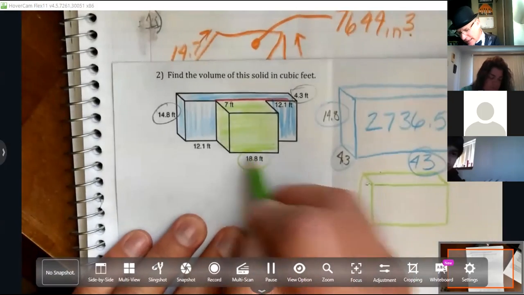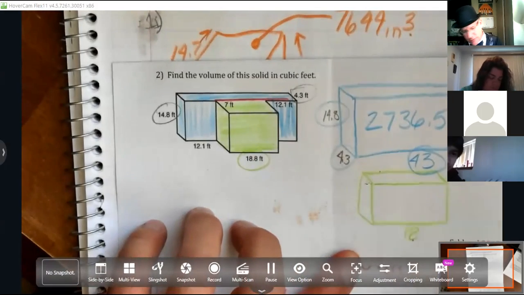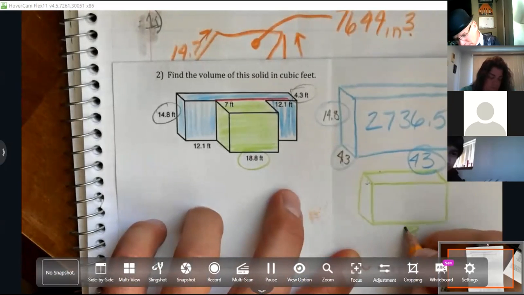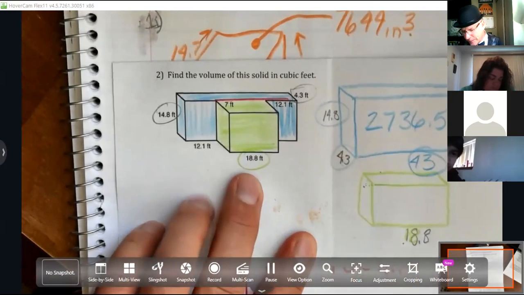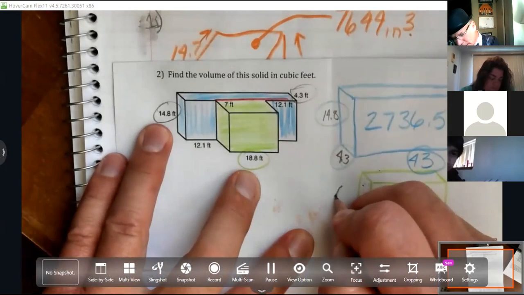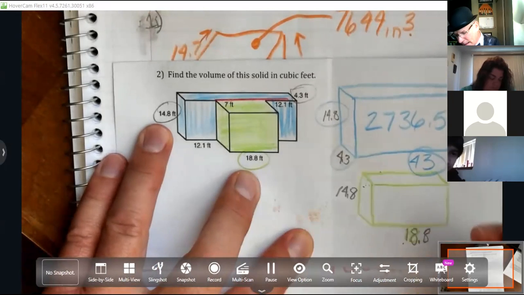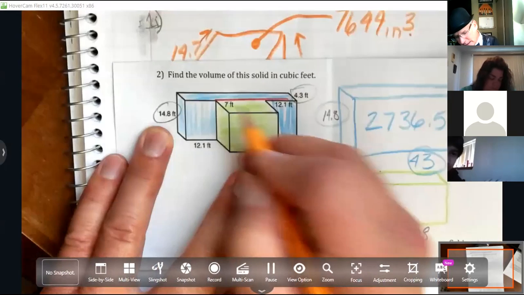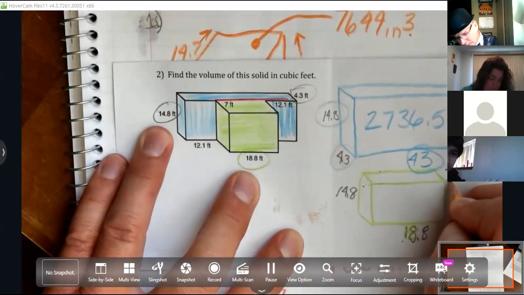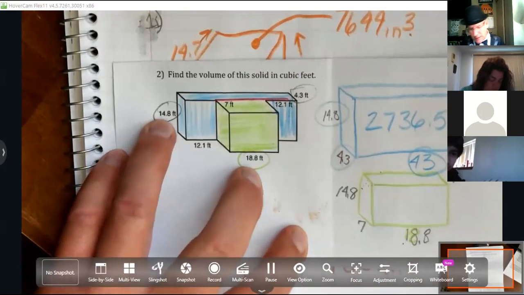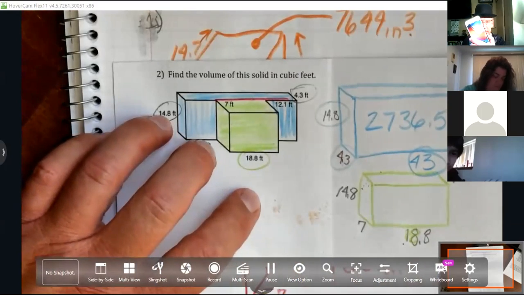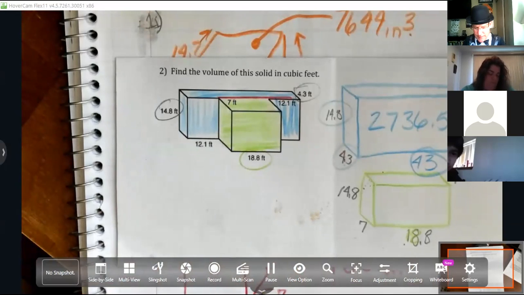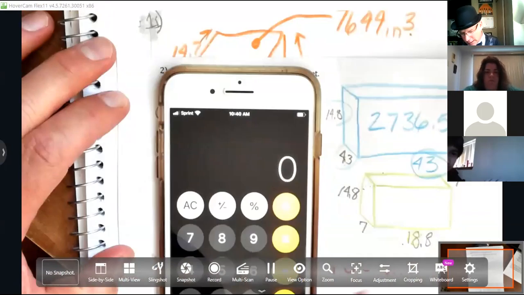This is easy because he's 18.8 across the front. I'm going to use my pencil so we can actually read it. 18.8. We know he's 14.8 tall. And we know that he's 7 feet deep. So he's 7 right here. Super easy. Take out your handy, trusty, dandy calculator. Make sure you know how to log in though first. We're going to hit clear on this guy. We're going to calculate Mr. Green.